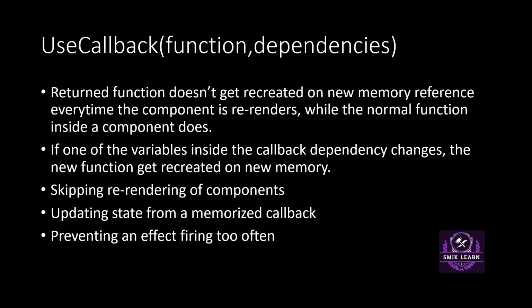So mainly for memory optimization. Updating state of memoized callback, preventing an effect from firing too often. So this will prevent the effect firing again and again, removing the component, again creating, removing the component, again creating. This will not happen when there is no change in the value, right? So that is the main advantage of using the callback function, but I have not shown it here. This is only for memory optimization; in this example I am not showing the example.